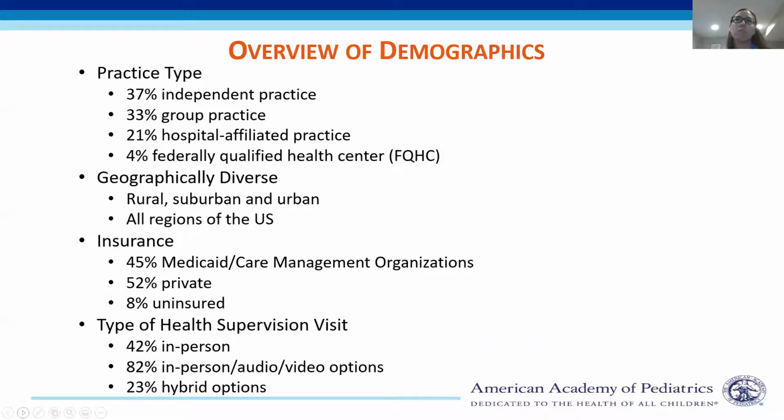So here you'll just see a brief overview of demographics. I just want to mention that our applicants were all very diverse. So just in a sampling of key indicators, you can see diversity in terms of practice type, geographic location, patient insurance status, as well as types of health supervision visits that practices have been offering due to the COVID-19 pandemic.